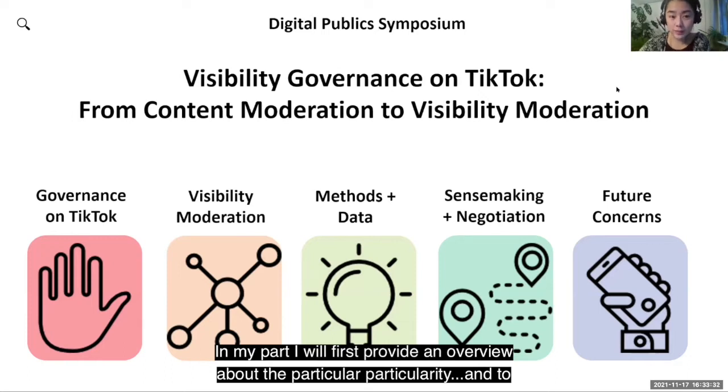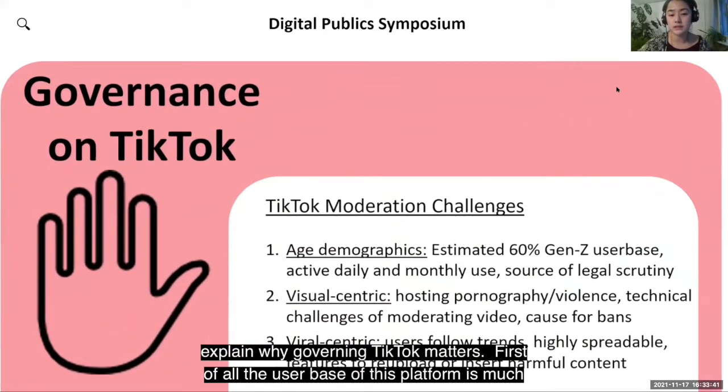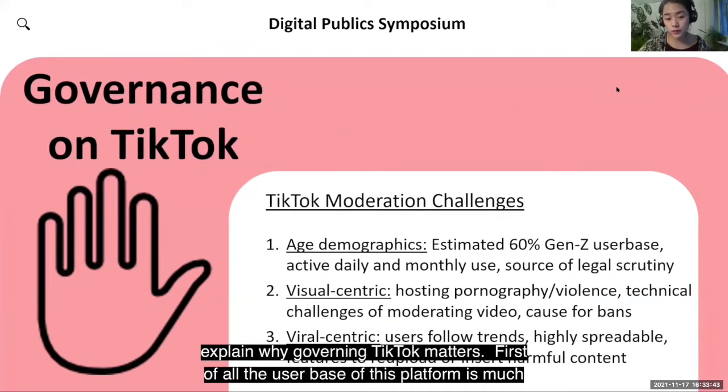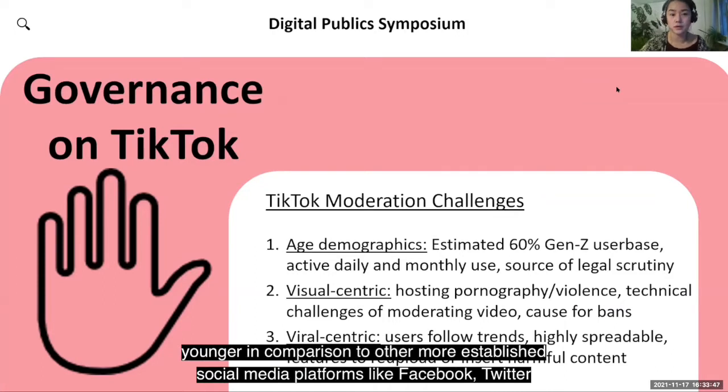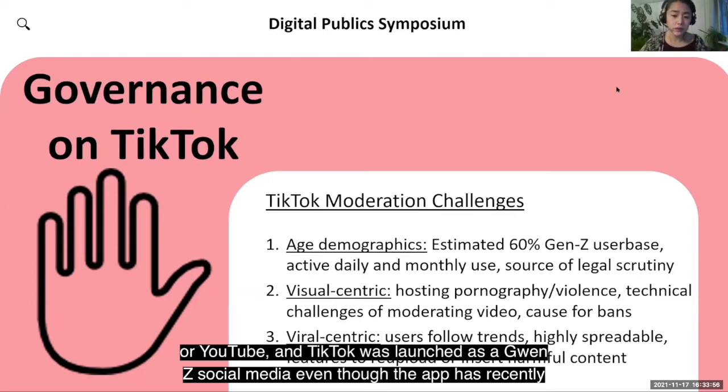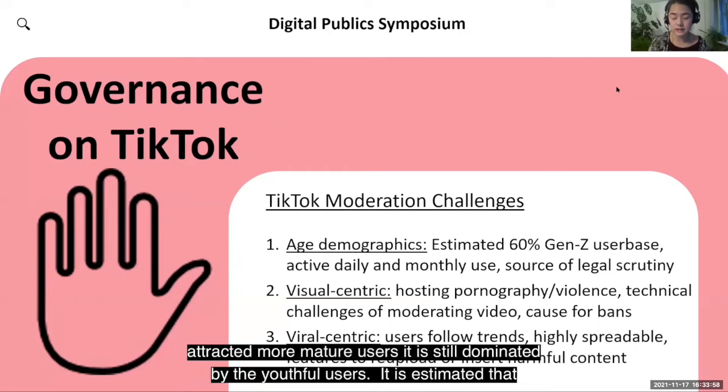Yep. Okay, so in my part, I will first provide an overview about the particularity of content governance on TikTok, and to explain why governing TikTok matters. So first of all, the user base of this platform is much younger in comparison to other more established social media platforms like Facebook, Twitter, or YouTube. And TikTok was launched as a Gen Z social media. Even though the app has recently attracted more mature users, it is still dominated by the youthful users.